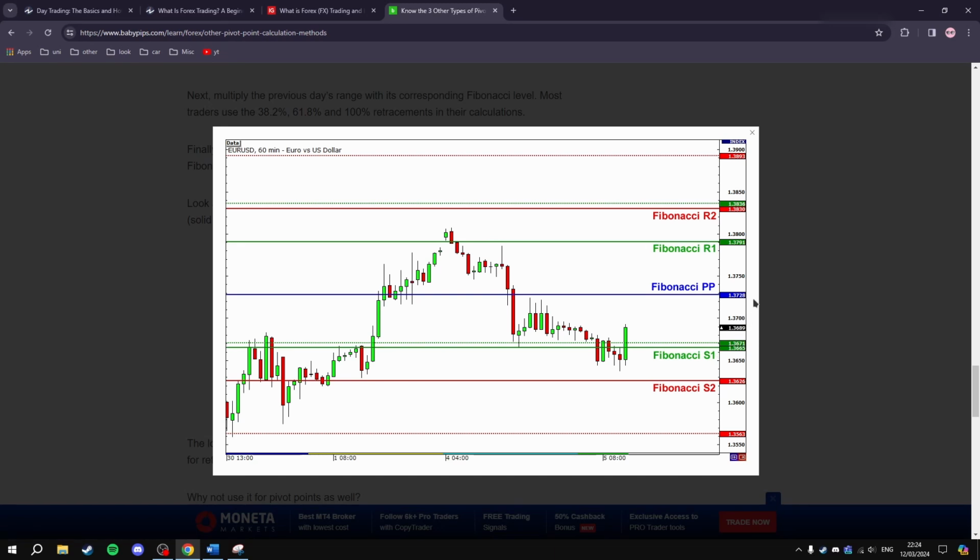Right, okay, so this is standard support 2, support 1. Was that black line meant to be normal pivot points? Pivot points here, Fibonacci pivot points here. Fibonacci resistance 1, Fibonacci resistance 2. This is standard resistance 1, standard resistance 2.